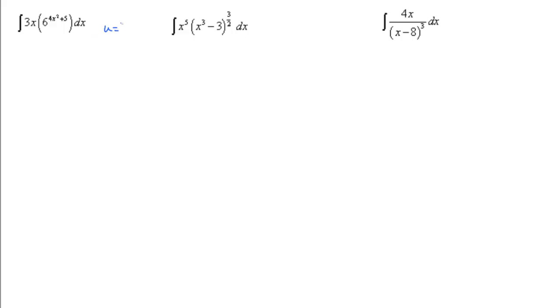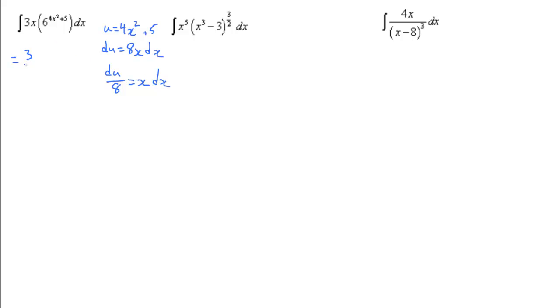So we're going to say u is the exponent. So that's 4x squared plus 5. The derivative then is 8x dx. And we can make that substitution because we have an x dx. We can divide by 8 here. du over 8 is x dx.